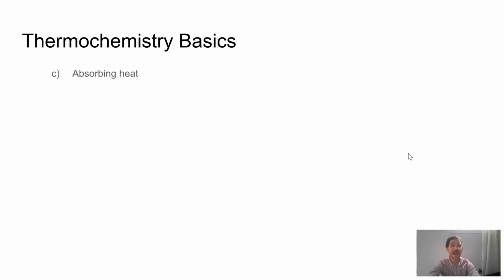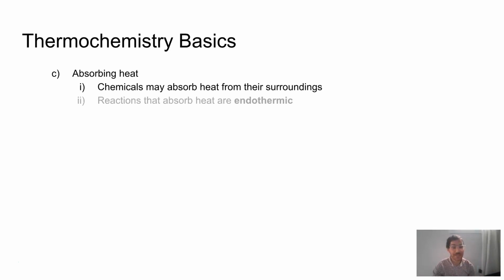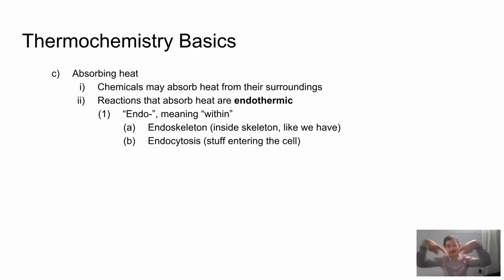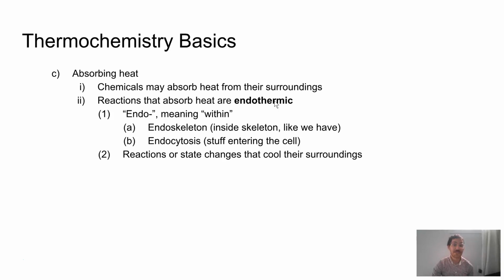On the other hand, we have reactions that absorb heat into them. These ones are going to absorb heat from the surroundings, and we call those endothermic. Endo meaning within. It takes that heat and it brings it within, like an endoskeleton, like we have, is inside of us, or endocytosis is stuff going into a cell. Endothermic is heat going into a reaction. And so, yeah, these are reactions where state changes are going to cool down their surroundings.